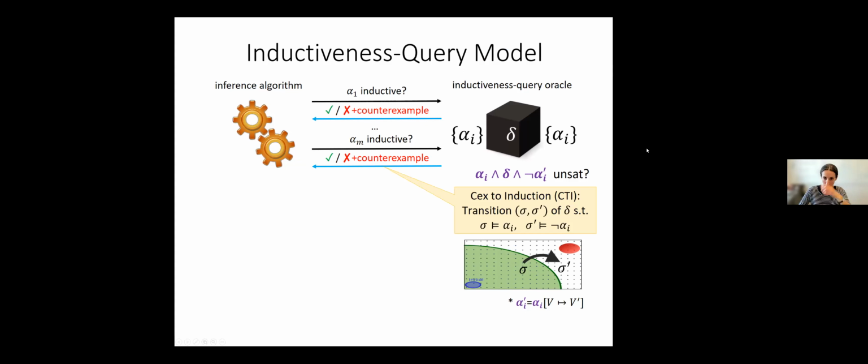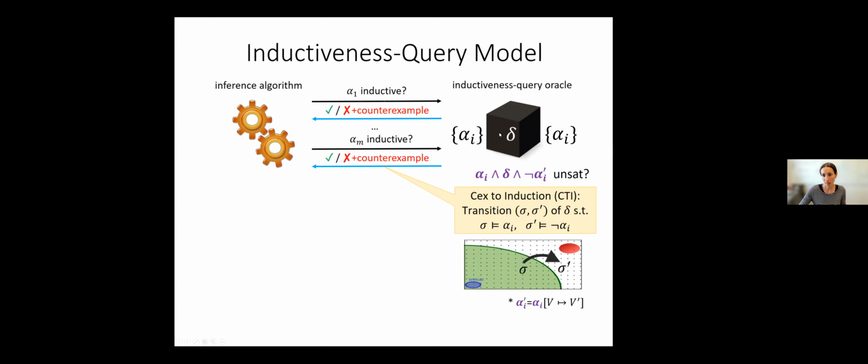So the first model that we consider, we call it the inductiveness query model, and this is exactly the example that was given before, basically. In this model, the kind of queries that the inference algorithm can pose to the SAT solver, to the learner, are inductiveness queries, which means it would provide some formula, alpha I, and ask if alpha I is inductive, which means: if we start from alpha I and take a step, is it guaranteed that we end up back in alpha I? And it's easy to see that this can be implemented by a satisfiability check. So this is written here. This is the first model, the kind of question that the inference algorithm can ask.